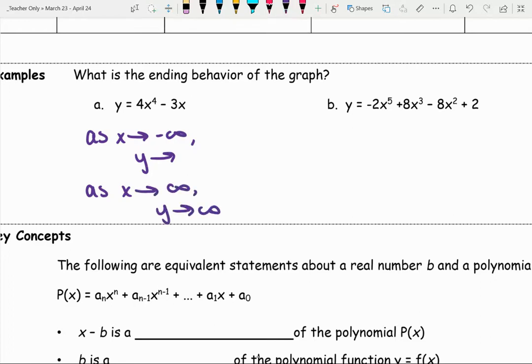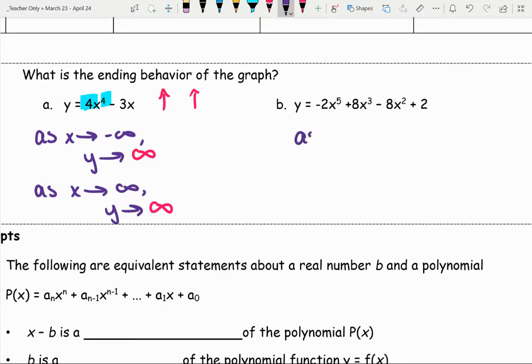Oops, got a little ahead of myself there. So as x approaches negative infinity and positive infinity, well, we have an even degree with a positive leading coefficient. So this is going to be going up and up on both sides. So y will be approaching infinity on both sides.